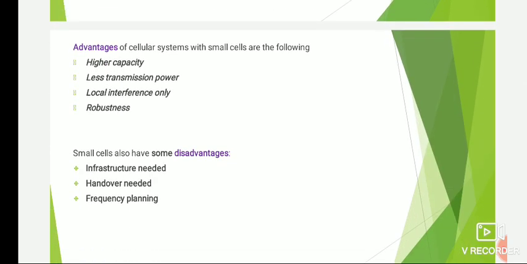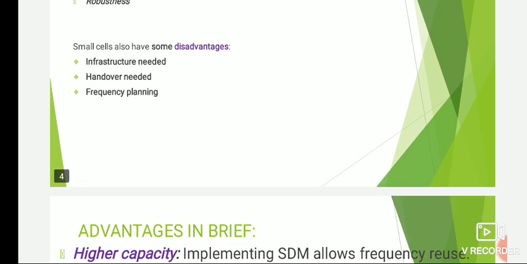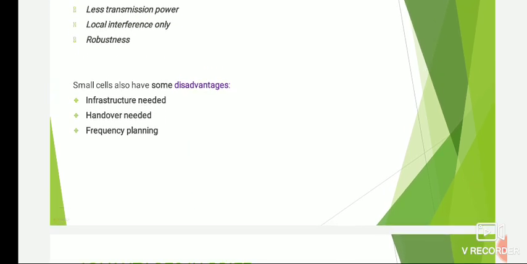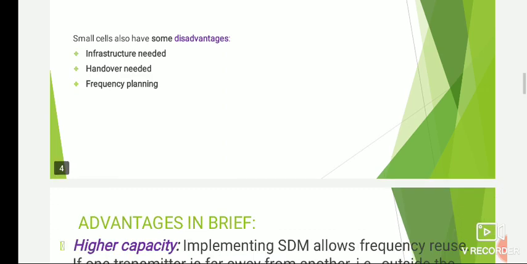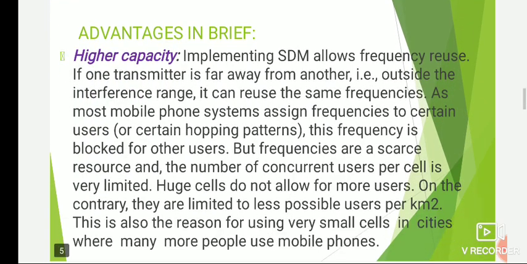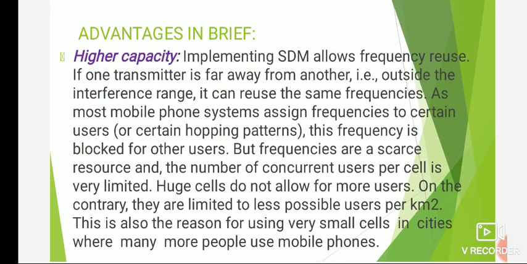So, we have some advantages and disadvantages. The advantages of cellular systems with small cells are higher capacity, less transmission power, local interference, and robustness. And small cells have some disadvantages, that is, infrastructure, handover and frequency planning. So, let us see the advantages in brief. The first advantage is higher capacity.